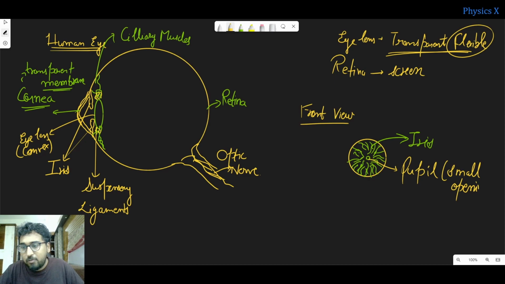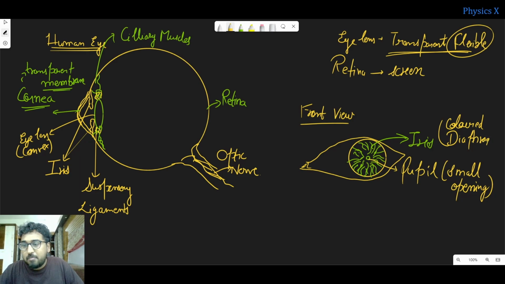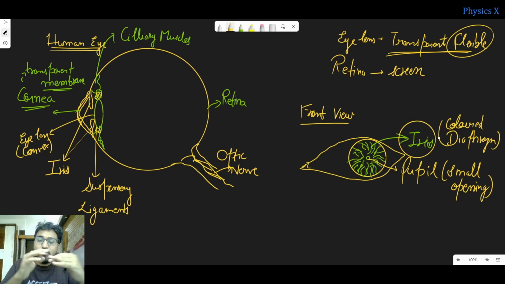So what is the function of this opening? This is the front view of your eye. This is your iris, and what is it? It is a colored membrane, a colored diaphragm. This iris is going to control the size of the pupil.